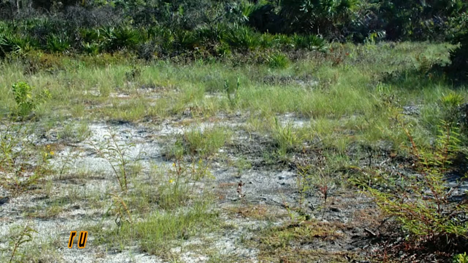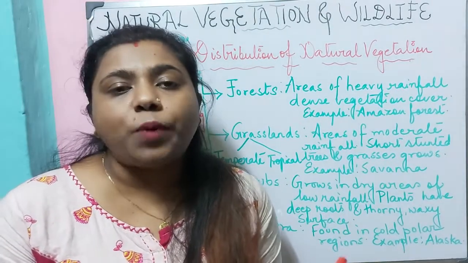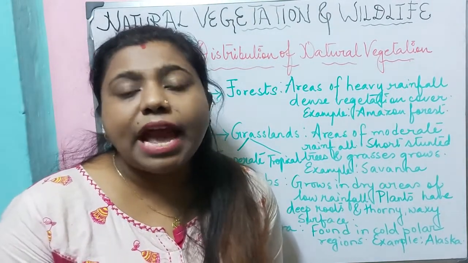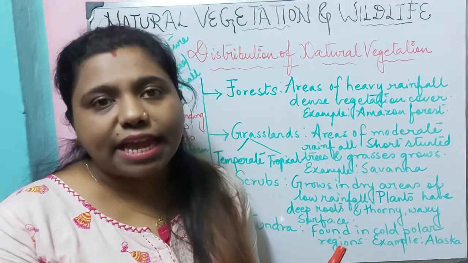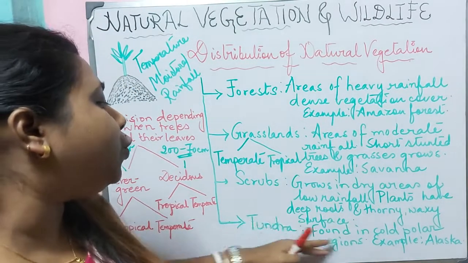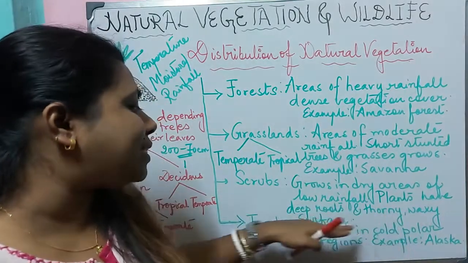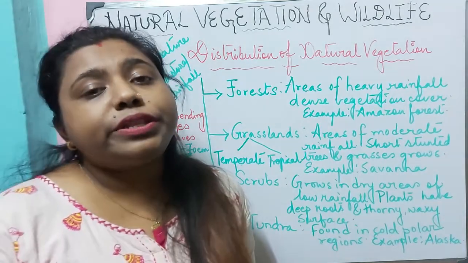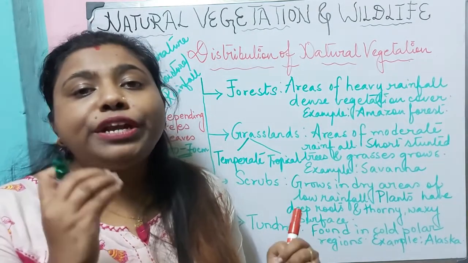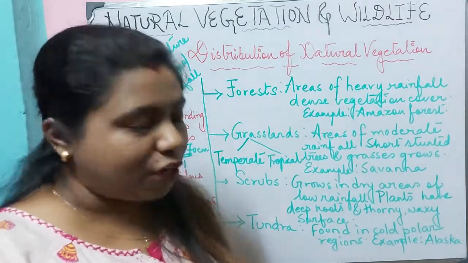Now coming to the shrubs. Now what are shrubs? This means the type of vegetation that is mostly seen in the dry areas or in the areas where the amount of rainfall is very low. That means in the desert areas, or in the arid areas. Here the plants have deep roots and they have small leaves and thorny waxy surfaces. Why? So that it can help to reduce the loss of moisture by the process of evaporation.